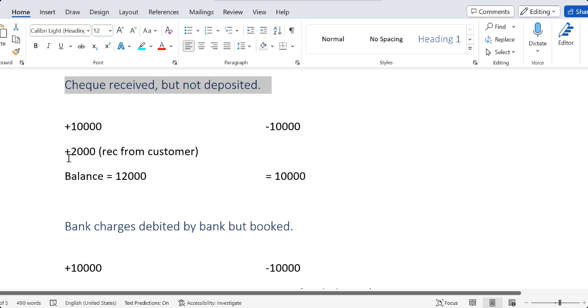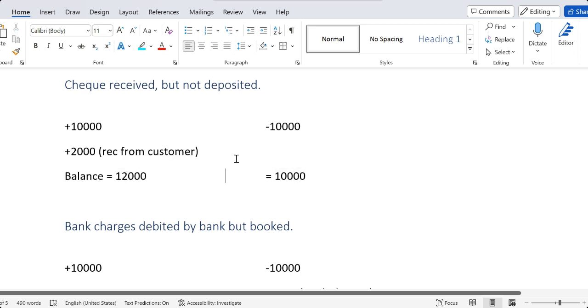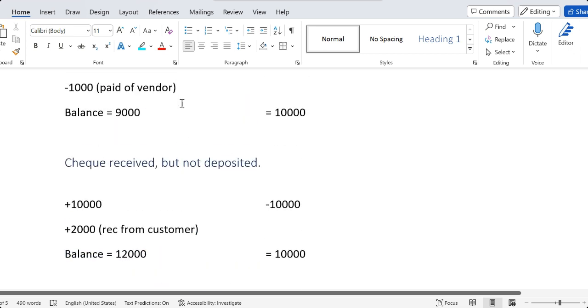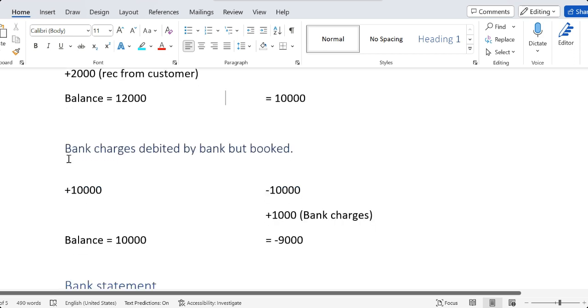Suppose I received a check from a customer, and I make the entry in my books of accounts, and now my balance is 12,000, but in the bank the balance is 10,000. Why? Because I have not deposited this check, right? Or even if I deposited it, it's not cleared, something like that. So in this way we can see there are differences in both books of accounts. Anyways, we'll discuss later.